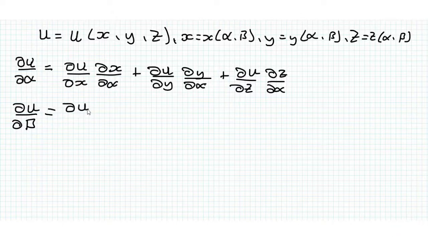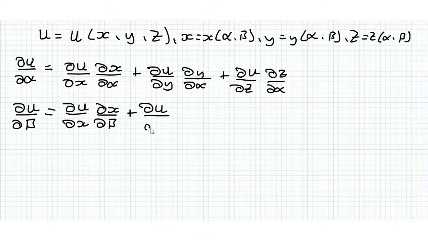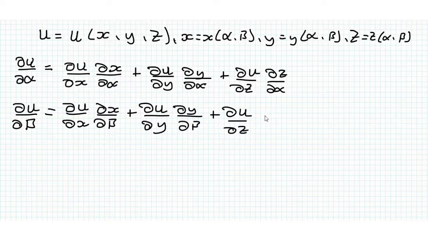It's partial du dx partial dx d beta plus partial du dy partial dy d beta plus partial du dz partial dz d beta. And that concludes this example.